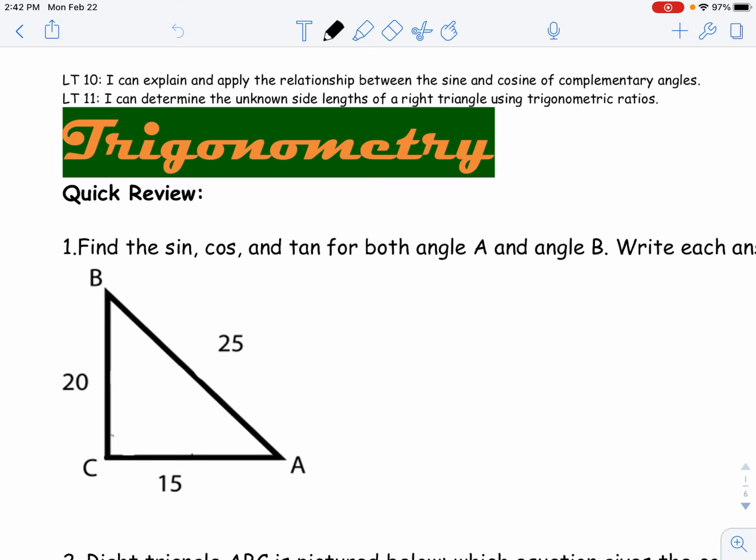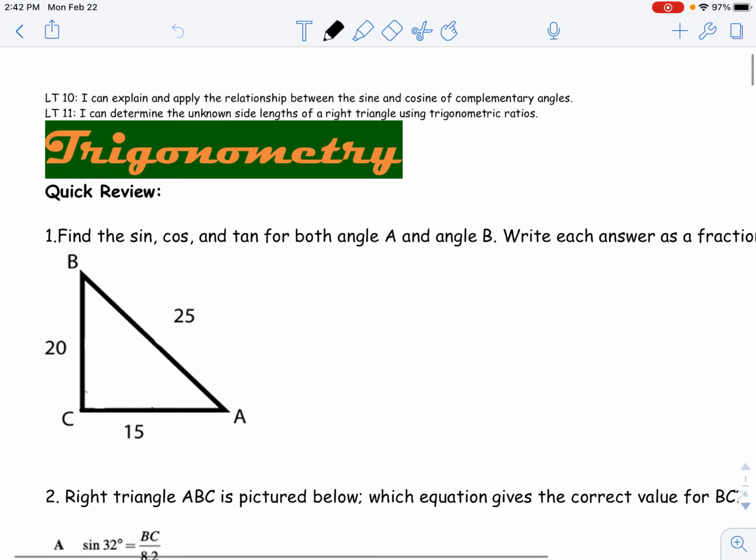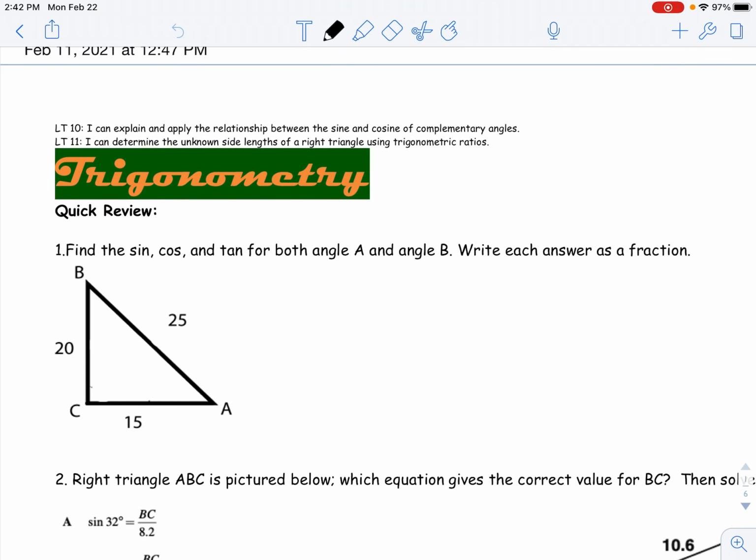Okay, students, so we're back here with trigonometry, part 2, and we're just going to do a quick review, all right? As we build our skills, do it over and over, we're going to get quite good at this, all right? So we're going to find the sine, cosine, and tangent for both angles A and angle B, and I'm going to write each as a fraction.